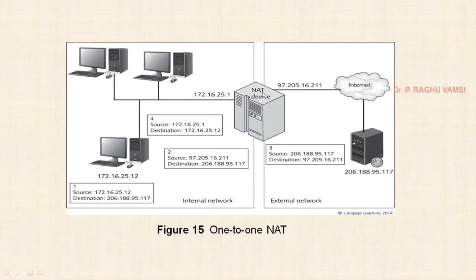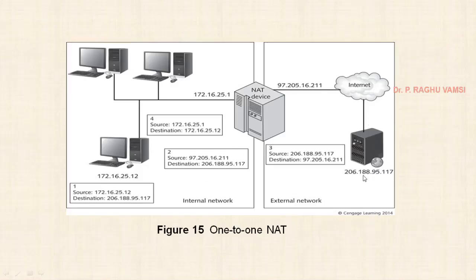The NAT device will perform the translation, and this translation will be the IP address of the NAT device. After translating, it will be added as the source, 197.205.16.211, which is the NAT device conversion. The destination is 206.188, which was requested by the 172 series internal, that is, the private IP address in the internal network.